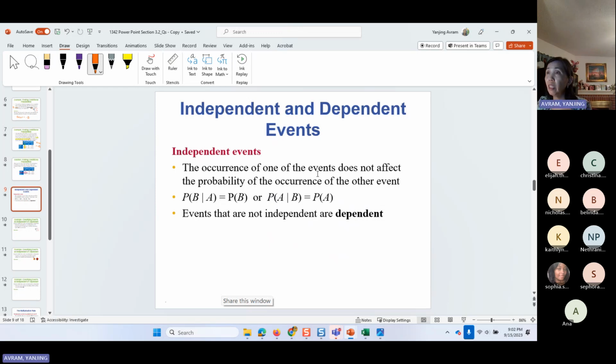All right, dependent and independent events. If two events depend on each other, that is called a dependent event. If the occurrence of the first event does not affect the probability of the second event, that is called independent. Events that are not independent are called dependent. That means event A affects event B, so it is dependent. If event A happening doesn't affect event B happening, that's independent.